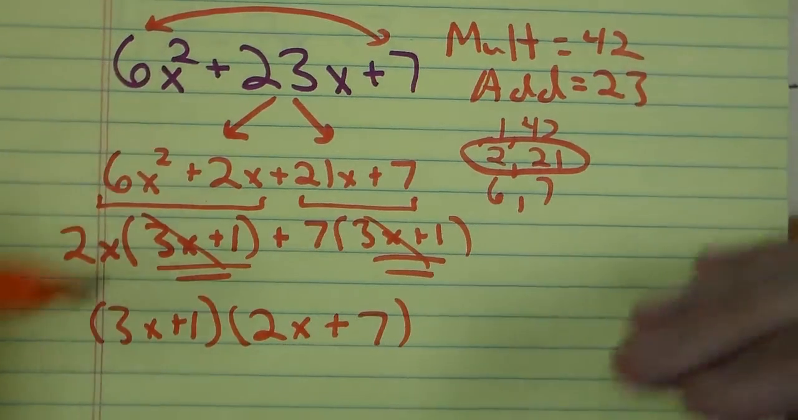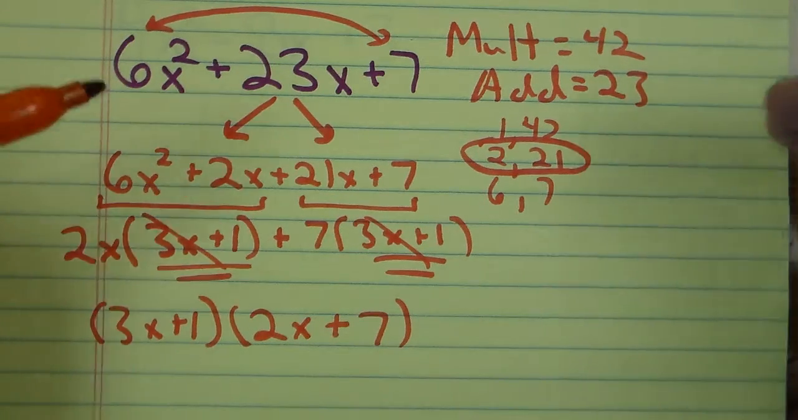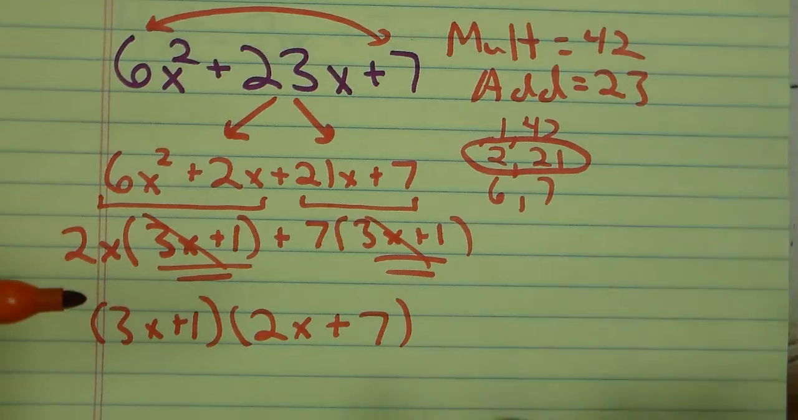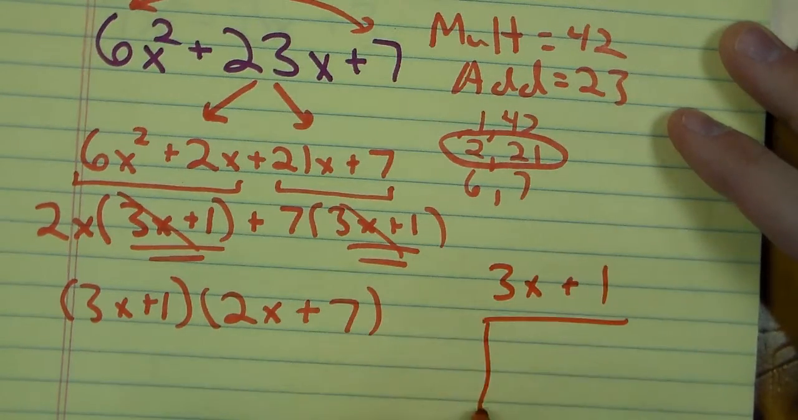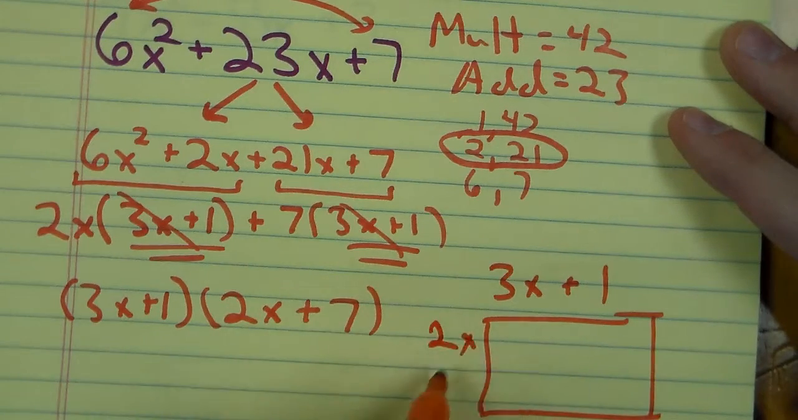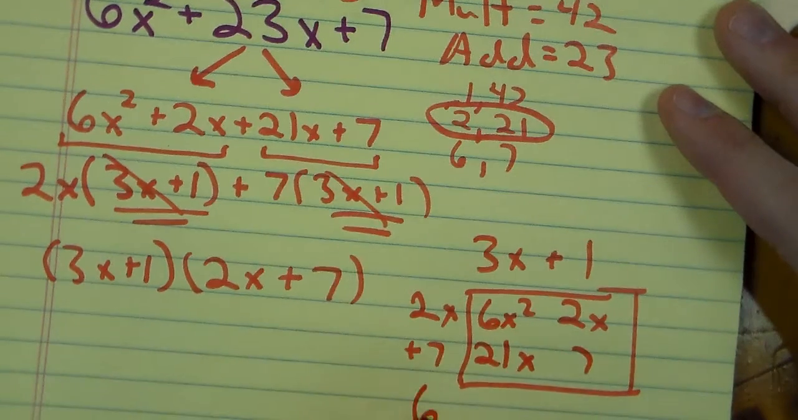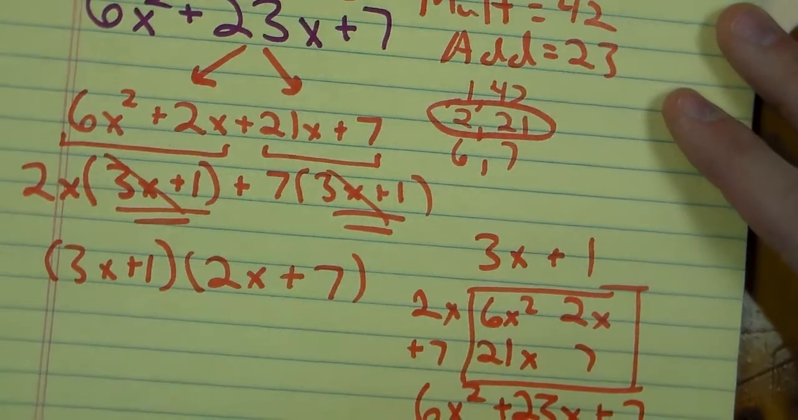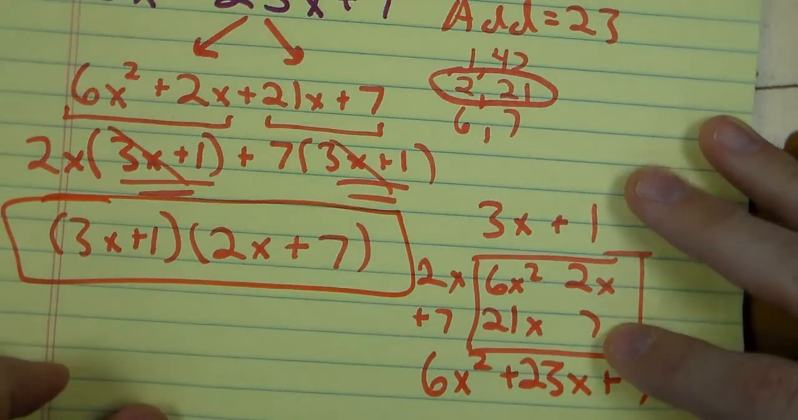So it's not a clean, quick jump like we saw in the beginning factoring, and you might be kind of lost in the steps, but we're going to do the same process every time. Now, if I went back and checked, it went 3x plus 1 times 2x plus 7, I would get 6x squared, 2x, 21x, and 7, which gives me the same answer we started with. So it works when we reverse the process. So this is our answer.